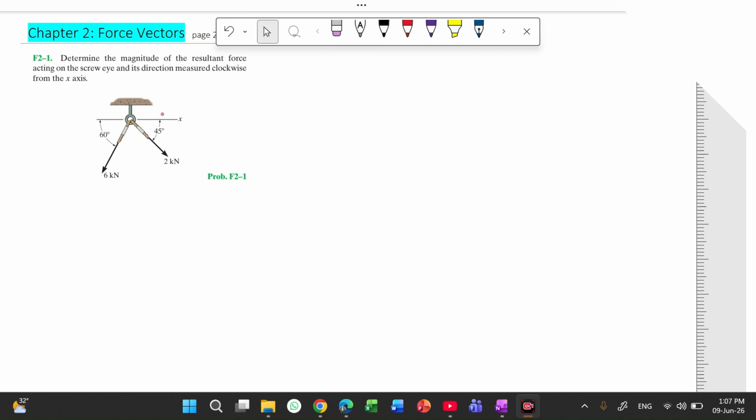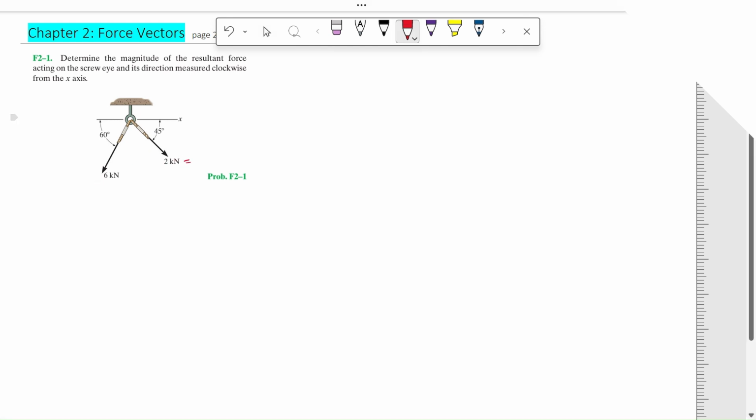So in this problem, we have two forces, 6 kilonewton and 2 kilonewton. The 2 kilonewton force is acting downward at 45 degrees clockwise from the x-axis, and this 6 kilonewton force is acting downward from this x-dash axis at 60 degrees anti-clockwise. So we'll be determining the resultant force and the value of its direction, theta of the resultant force, from this x-axis. First of all, I will be naming these two forces as F1 and F2.